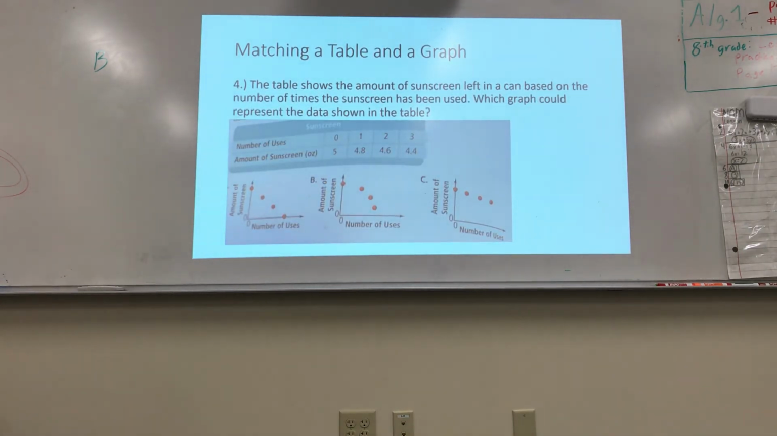Okay, once again, matching a table and a graph. The table shows the amount of sunscreen left in a can based on the number of times the sunscreen has been used. Use a graph that could represent the data. Okay, so every time you're using about 0.2, and it's getting less and less, and that makes sense. None of them could be thrown out by that theory, because everything is decreasing. Do we ever get to where the can's empty right now? No. Wouldn't say we're at that point yet. It's not going to be quite that rapid anyway.